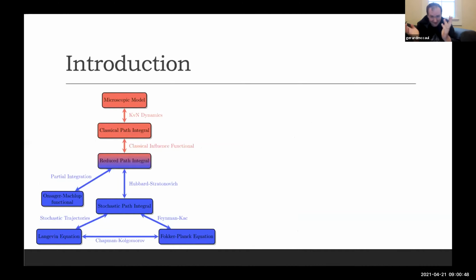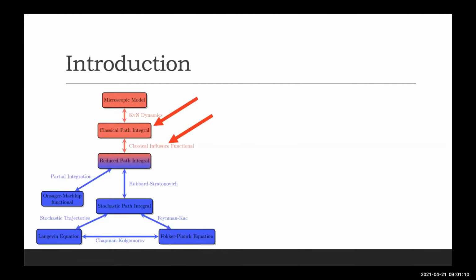Now, today I'm going to be talking about two things. I'm going to be talking about classical path integrals and classical influence functionals, and how you can derive these things from Koopman-von Neumann dynamics. The idea behind these is entirely analogous to their quantum mechanical equivalents, insofar as you have a quantum path integral formalism, and from that you also have this idea of an influence functional.